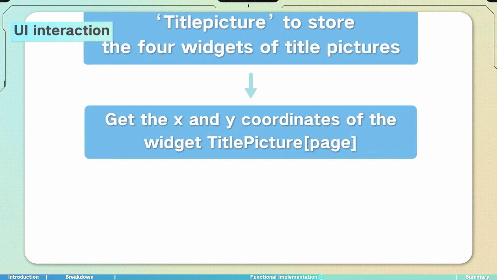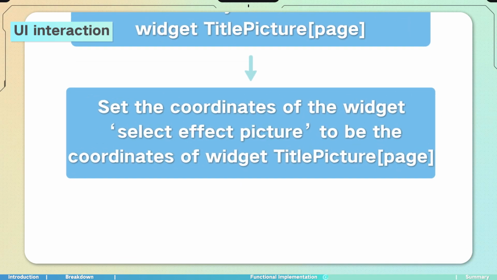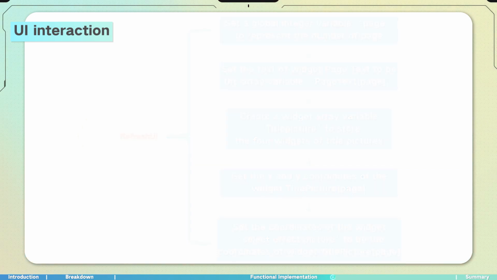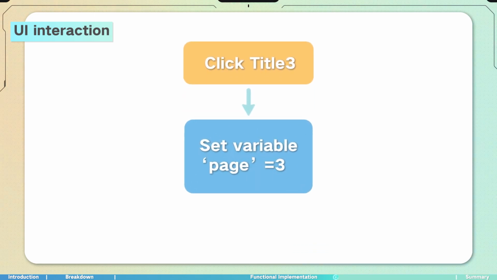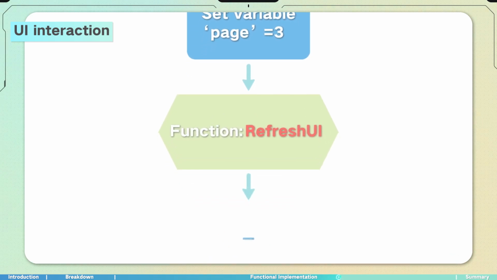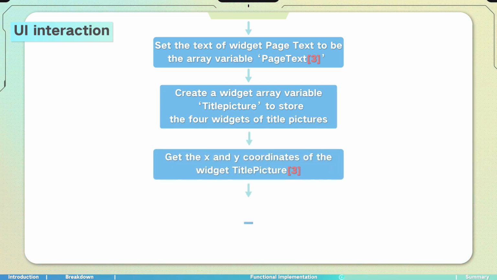Then, we get the x and y coordinates of the widget Titlepicture of index page. At last, we set the coordinates of the widget select effect picture to be the coordinates of the widget Titlepicture of index page. Now, when players click title 3, the variable page equals to 3, and we call the function refresh UI. The page 3 will now be displayed to players, and the title 3 will be in selected state.